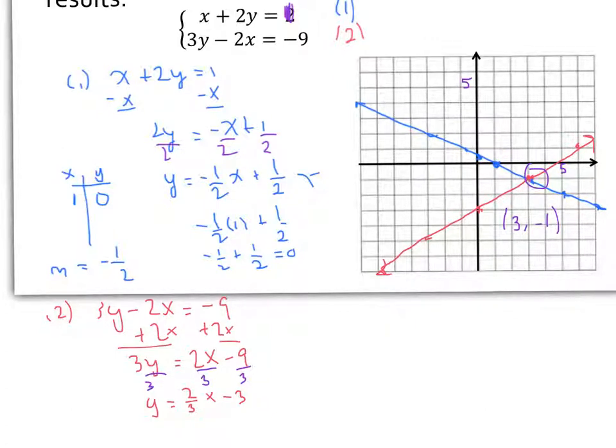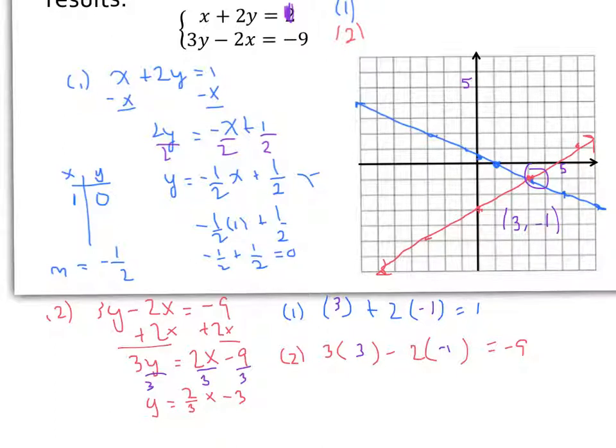In equation 1, it's some number plus 2 times the y is equal to 1. The x is 3, the y is negative 1. And sure enough, 3 minus 2 is 1. And then the second equation, it's going to be 3 times the y minus 2 times the x, and I'm supposed to get negative 9. Well, the x is 3, and the y is negative 1.